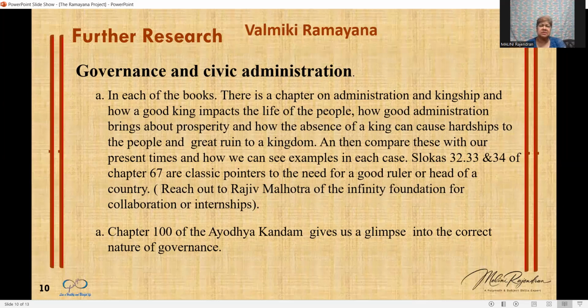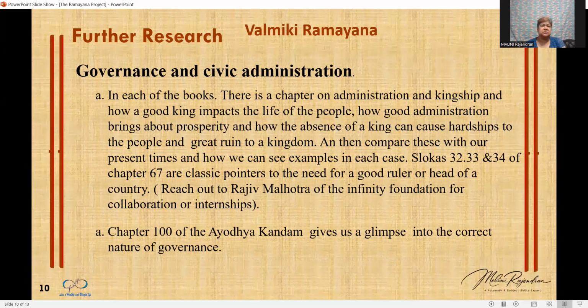In each of the books, you will find that there is a chapter on administration, on the qualities of the king, and how prosperity of a kingdom and its people needs to be established. And there is the classic example of the entire city of Ayodhya falling into total disarray with Rama's exile, till Bharata comes back and takes charge, although assigning the powers to the wooden sandals of Rama, but he takes charge of the administration. And in the Ayodhya Kandam, chapter 67 are classic pointers for the need for a good ruler or the head of a country.